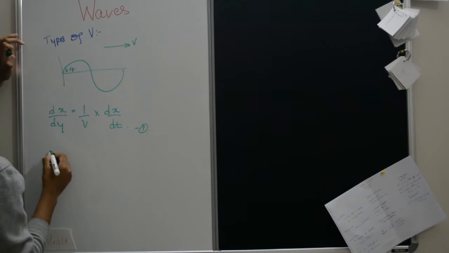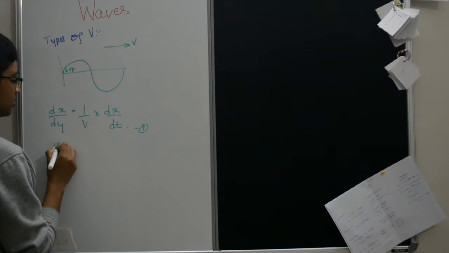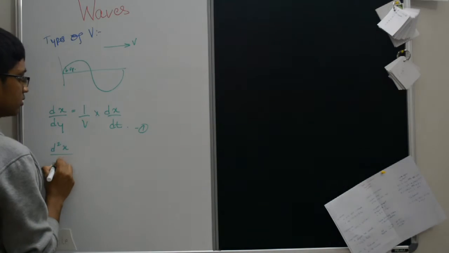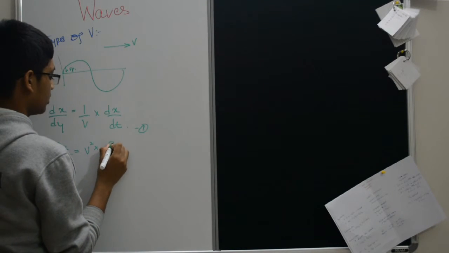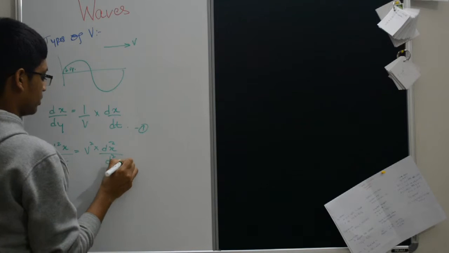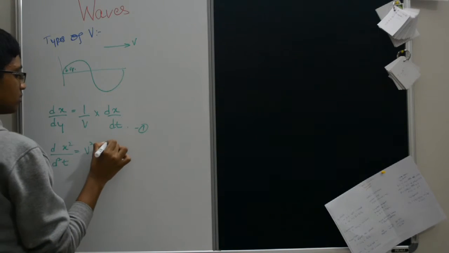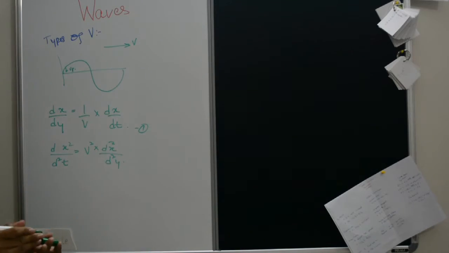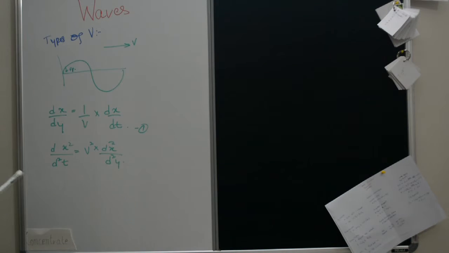And another formula which you get by squaring both the sides is d square y by dt square is equal to v square into d square y by dx square. Now this is the second formula we have.